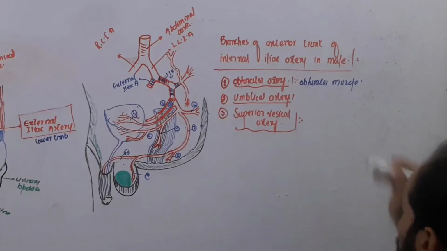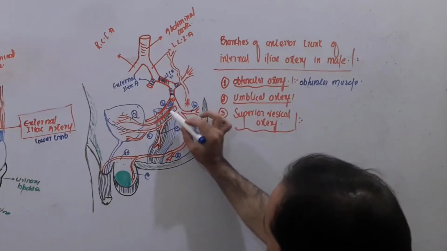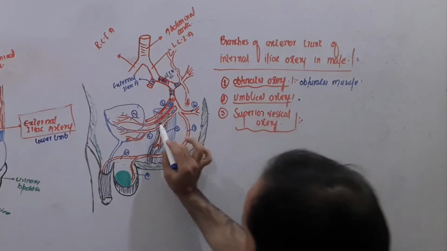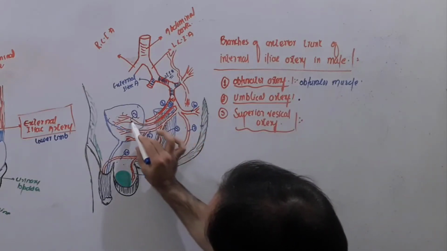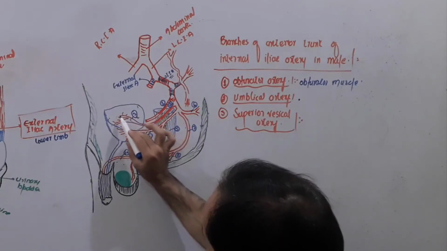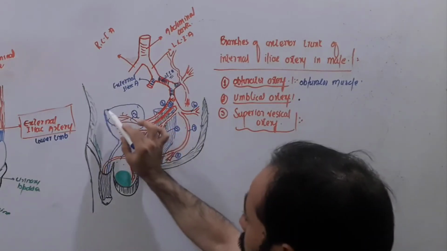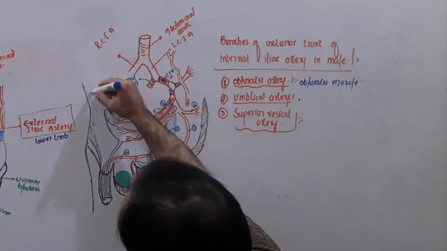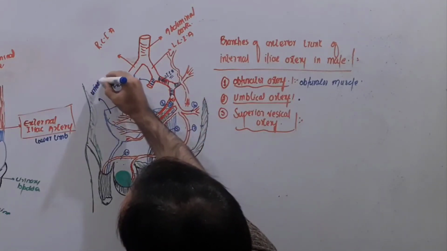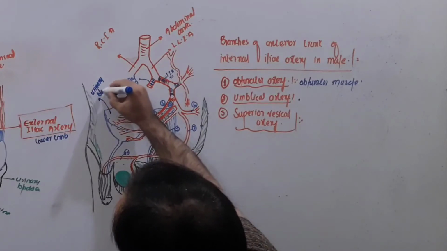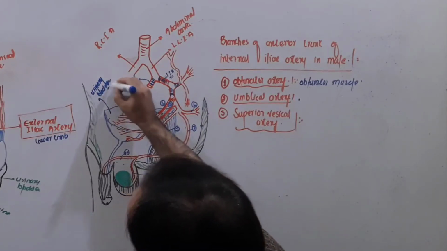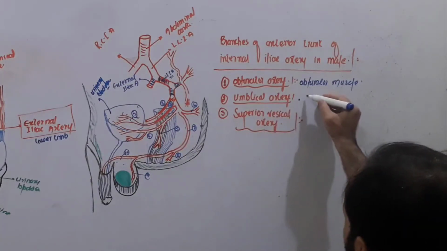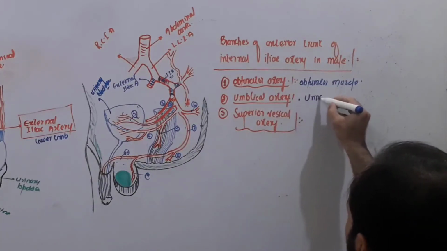This umbilical artery is responsible for supplying blood to the bladder. As it moves forward, it gives off the superior vesical artery, which is responsible for supplying blood to the superior portion of the urinary bladder. So this is our urinary bladder, right friends? Now look. This umbilical artery gives a branch to the urinary bladder.